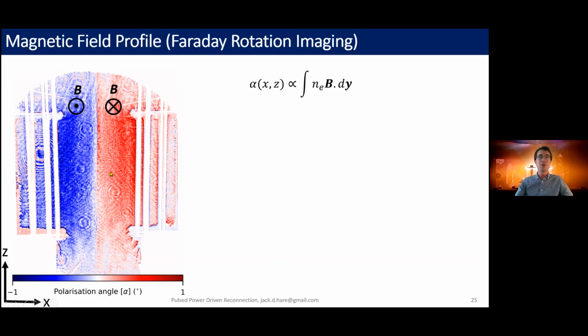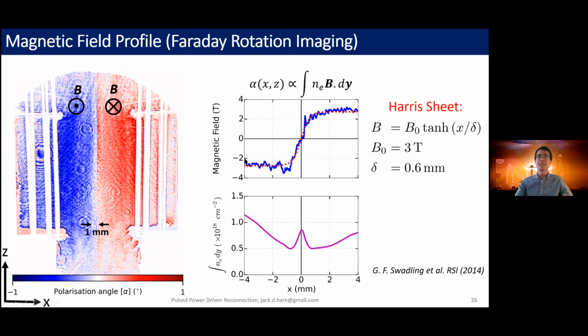And by using this polarization map alongside the electron density, we can get an expression for the line average magnetic field inside the reconnection layer, and that's what's shown here in blue. Now, just to try and get some parameters out of this, we fit it with a simple Harris sheet kind of function, a hyperbolic tangent, and that gives us inflowing magnetic fields of around 3 Tesla, and it means the layer width is about 0.6 millimeters. So all of the interesting reconnection physics is happening within this narrow layer, which is around a millimeter wide. And we can study that in more detail using our Thomson scattering diagnostic.